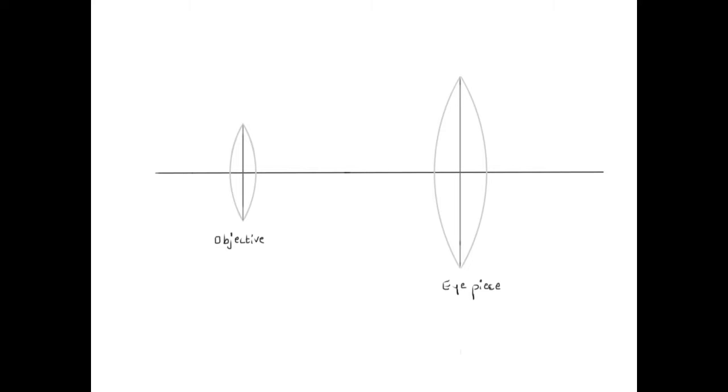All right. So now you have FO as the principal focus for the objective and FE as the principal focus for the eyepiece. So we can call F naught the focal length of the objective and FE the focal length for the eyepiece. All right. Now, an object AB is placed beyond F naught. So let's call the distance U naught.